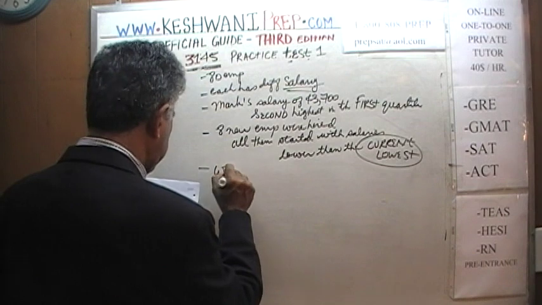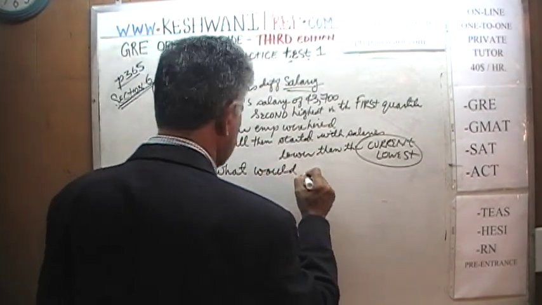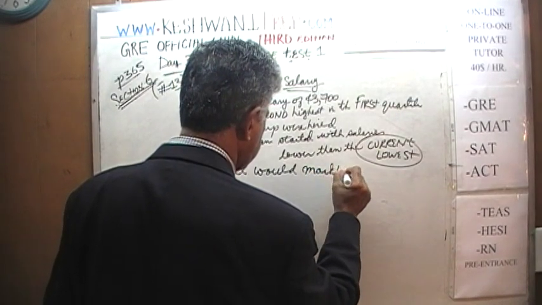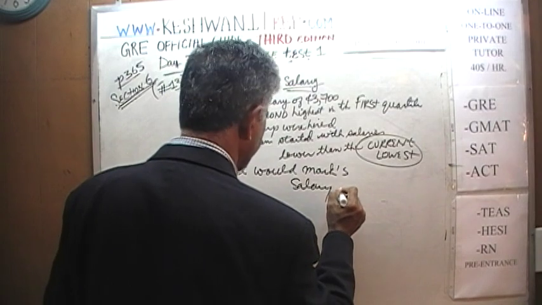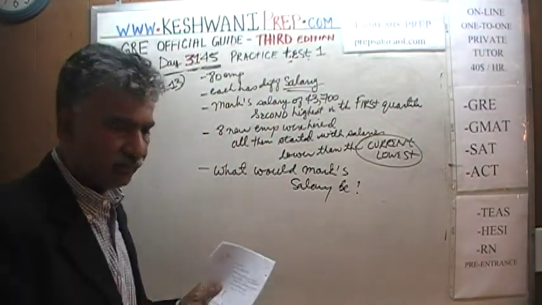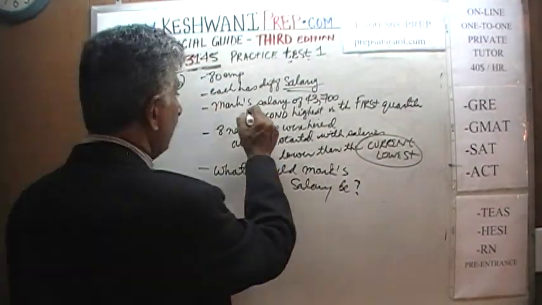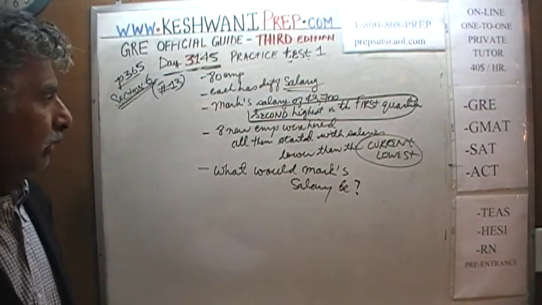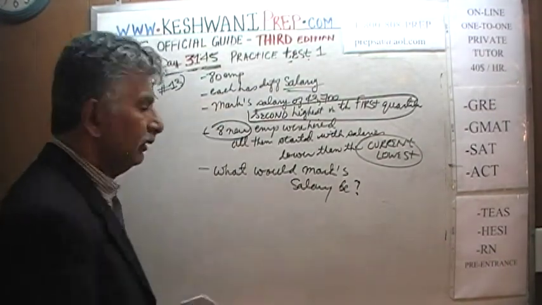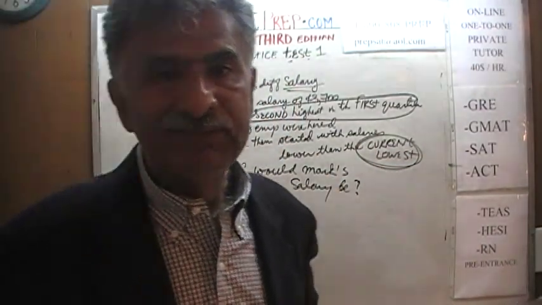The question simply is, what would Mark's salary be in terms of ranking? You understand? I'm not writing everything down. How does he rank now? Before, we know he was the second highest in the first quartile. But what happens now? We hired 8 new people. All of them had salary lower than the current lowest. Where does Mark fall now in the ranking? Should we find out? Let's find out.